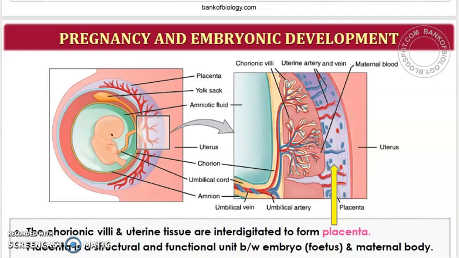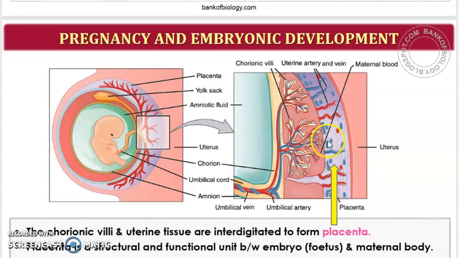So now what happens, children? The chorionic villi and the uterine tissues are interdigitated. So what is this interdigitated? It means that they are interlocked among each other. The chorionic villi and the uterine tissue.